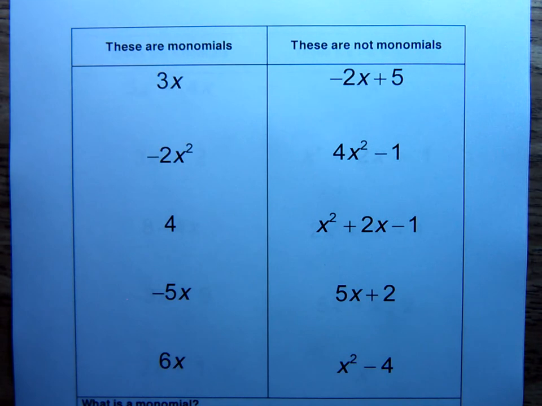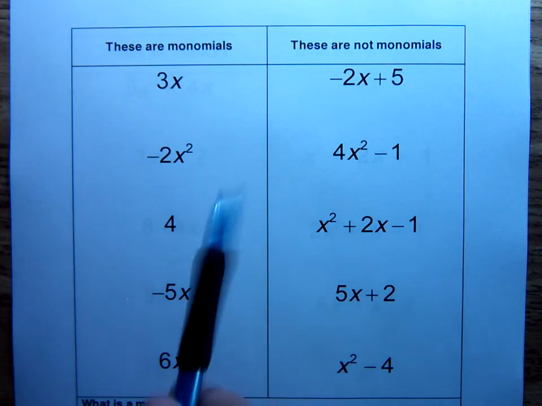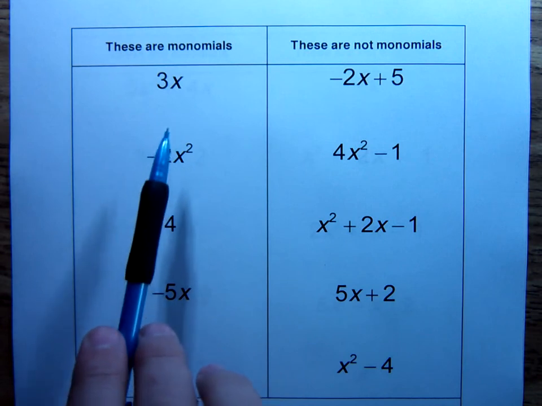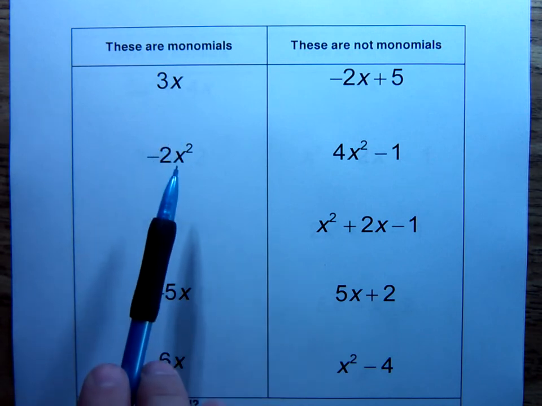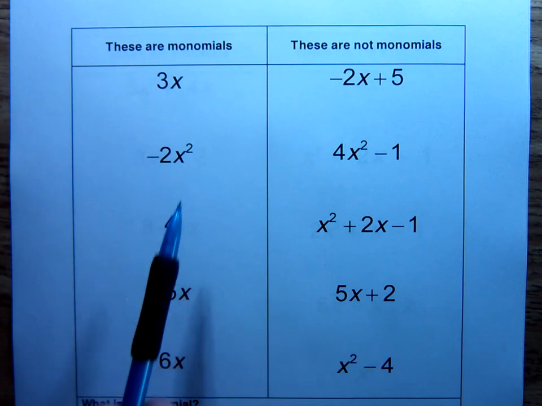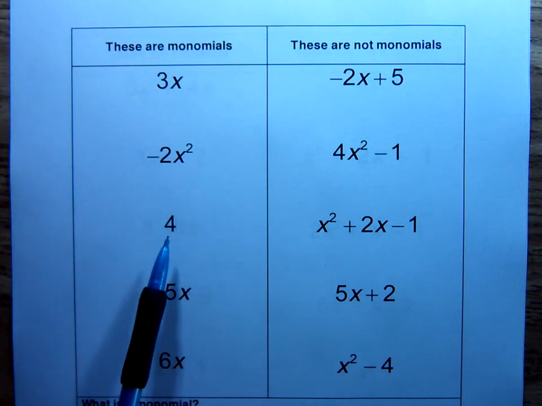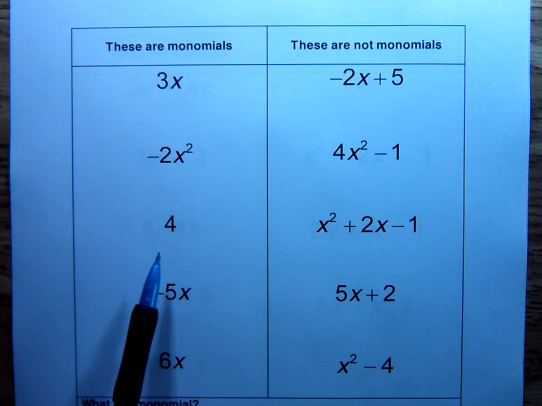So that we're not waiting too long, the first thing we need to identify is the fact that a monomial, if you look closely, is a multiplication. It's one term, it's a constant term, or it's the product of a constant term and one or more variables with whole number exponents. Okay?